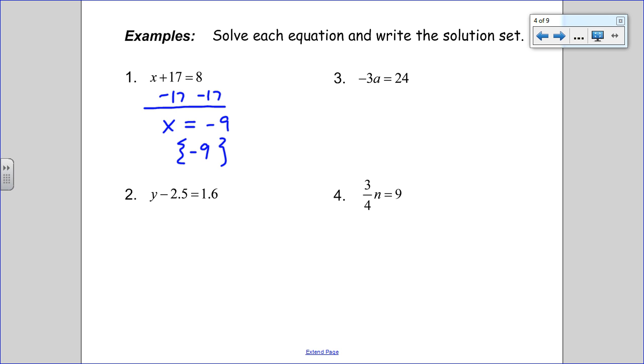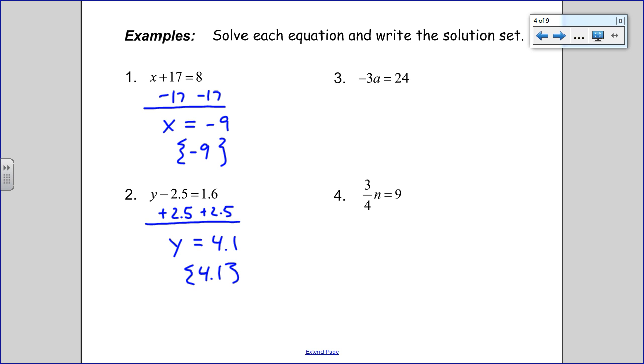The second example, y minus 2.5 equals 1.6. In this case, to isolate the variable, we will add 2.5 to both sides of the equation, again using the addition property of equality. Since negative 2.5 plus 2.5 equals 0, we have just y on the left-hand side of the equation. And then adding 1.6 and 2.5, we obtain 4.1. So the solution set contains the number 4.1.